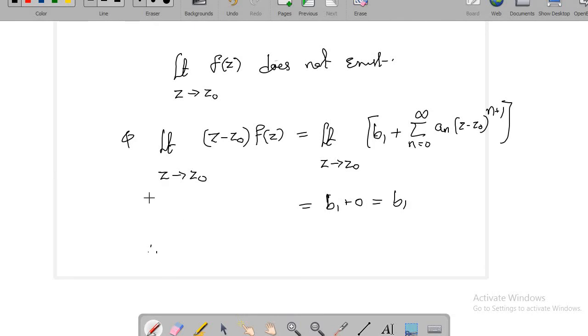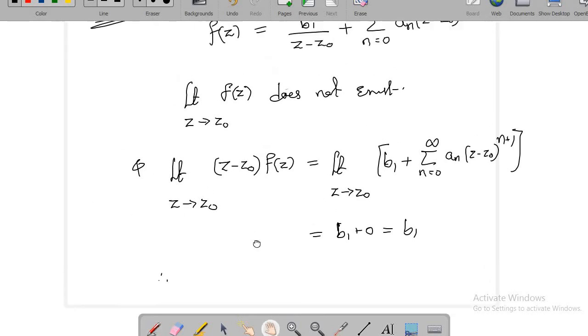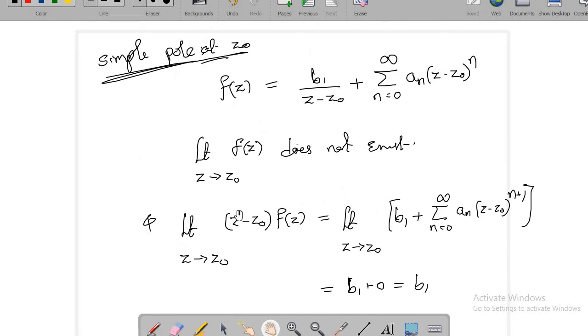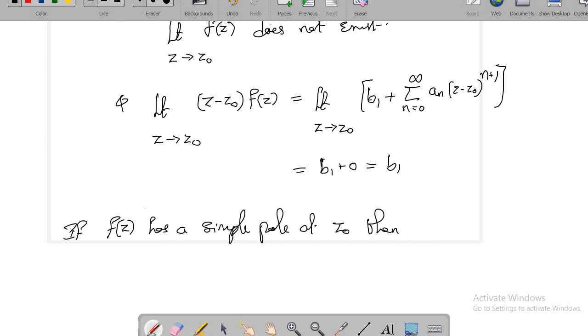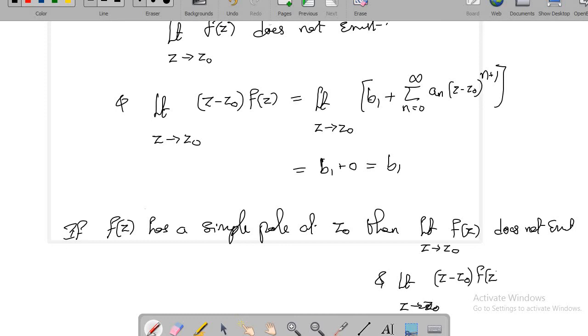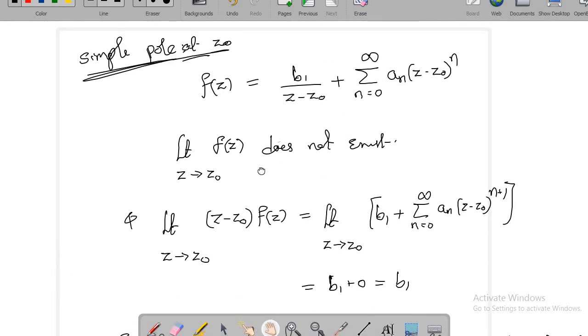Therefore we can see that if f of z has a simple pole at z naught, then limit z goes to z naught, f of z does not exist, and limit z goes to z naught, z minus z naught into f of z exists. So this is what happens if you have a simple pole.